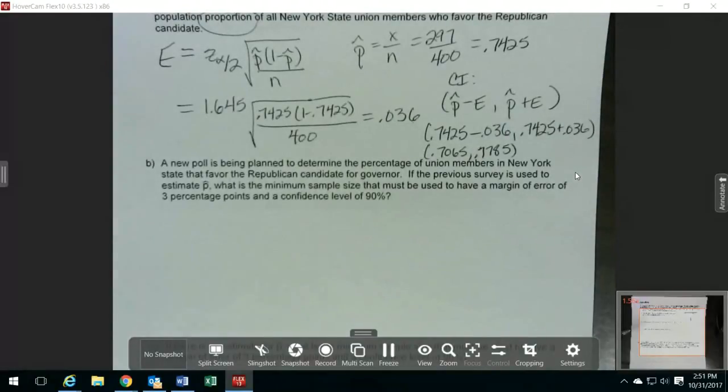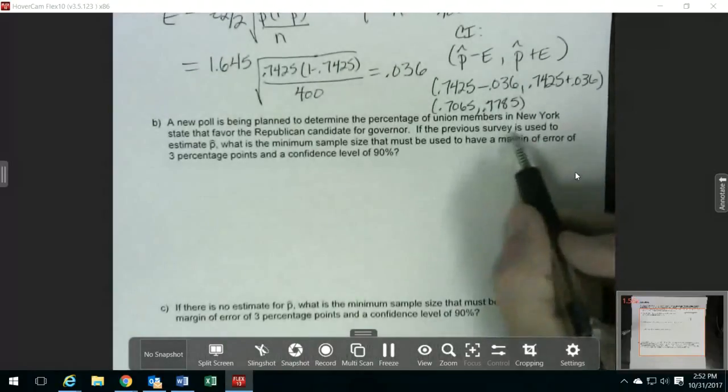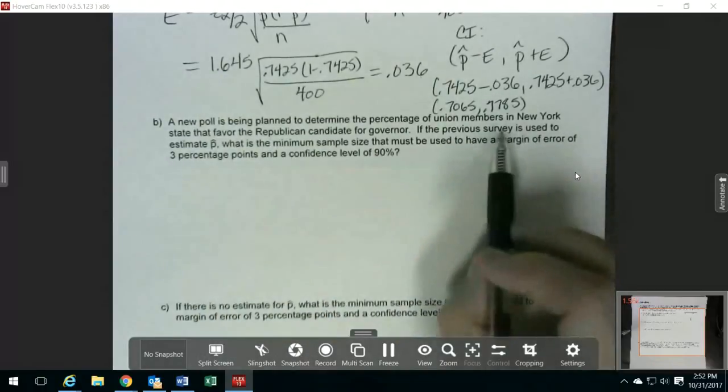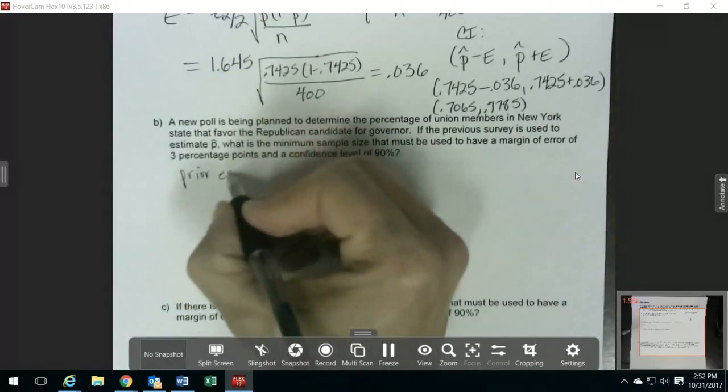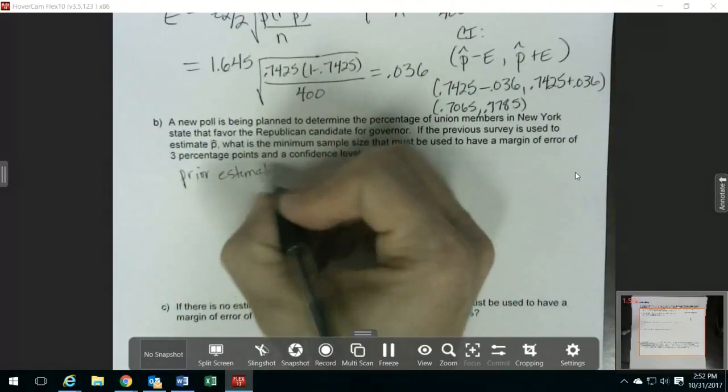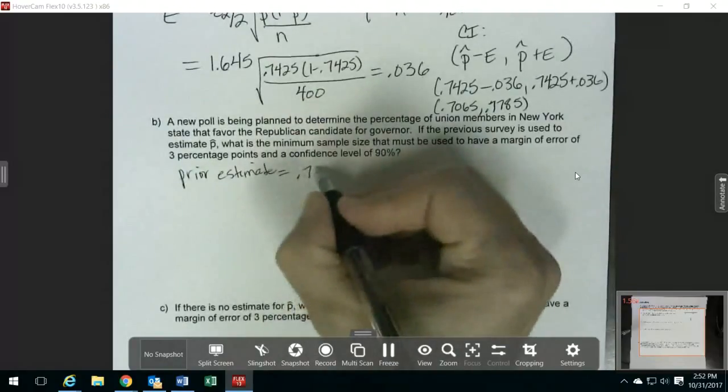Okay, for the next one, it's saying that they're going to do another survey, but they want to know what minimum sample size they need to use. So in this one, there are also 2 different formulas depending on if you have a prior estimate or not. And this one is saying that you do have a prior estimate for p hat. We're going to use the one from the previous survey. So that means that our prior estimate is 0.7425.